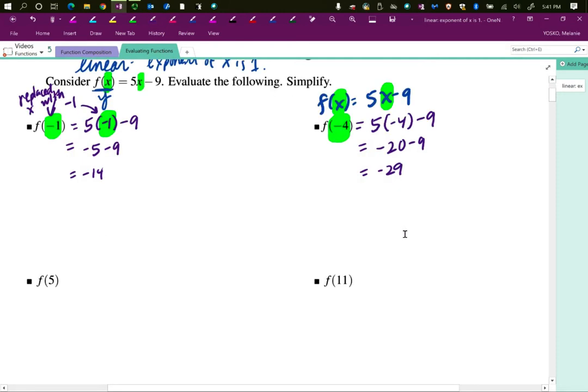Let's keep going. F of 5. So remember we had f of x equals 5x minus 9. We've replaced this x with a 5. So now we replace this x with the 5.